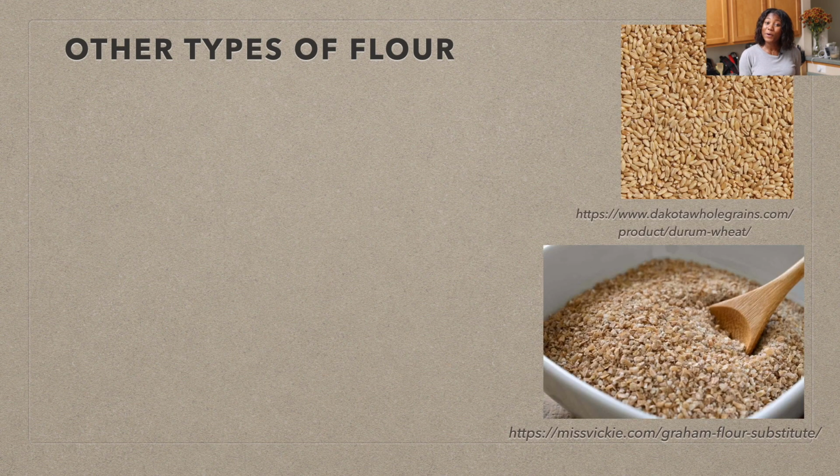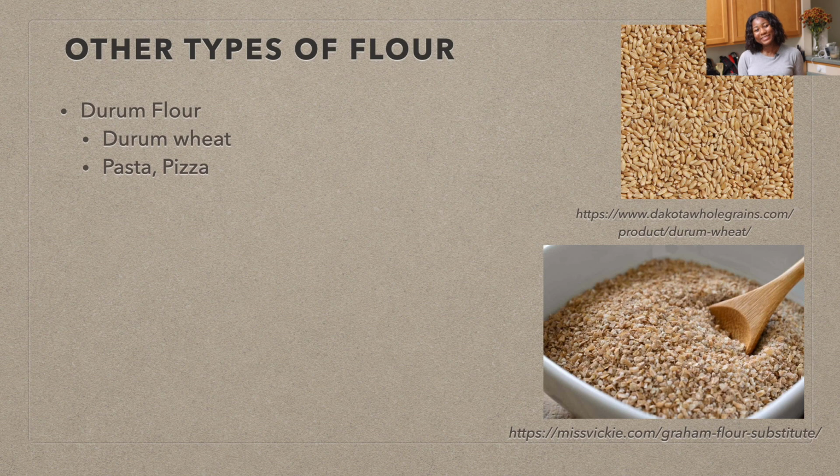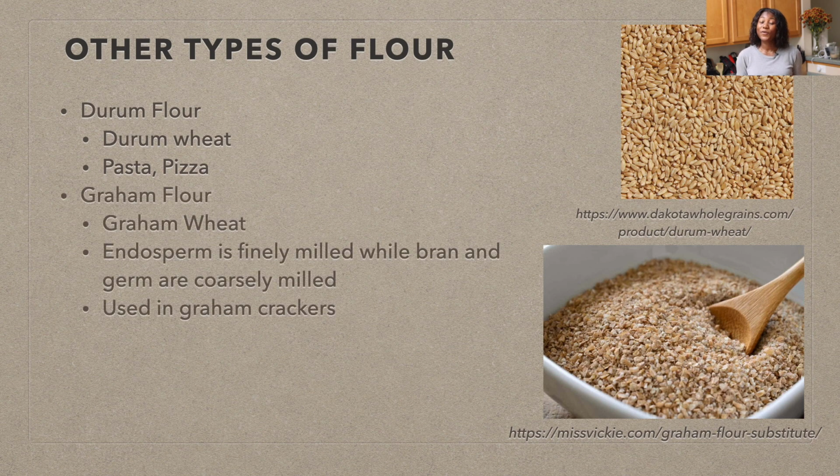We also have durum flour, which is made from durum wheat, and this is really great for pizza and pasta. We also have graham flour, which is made from graham wheat, and this is what is used to make graham cookies. And there's also spelt flour, which is milled from spelt wheat.